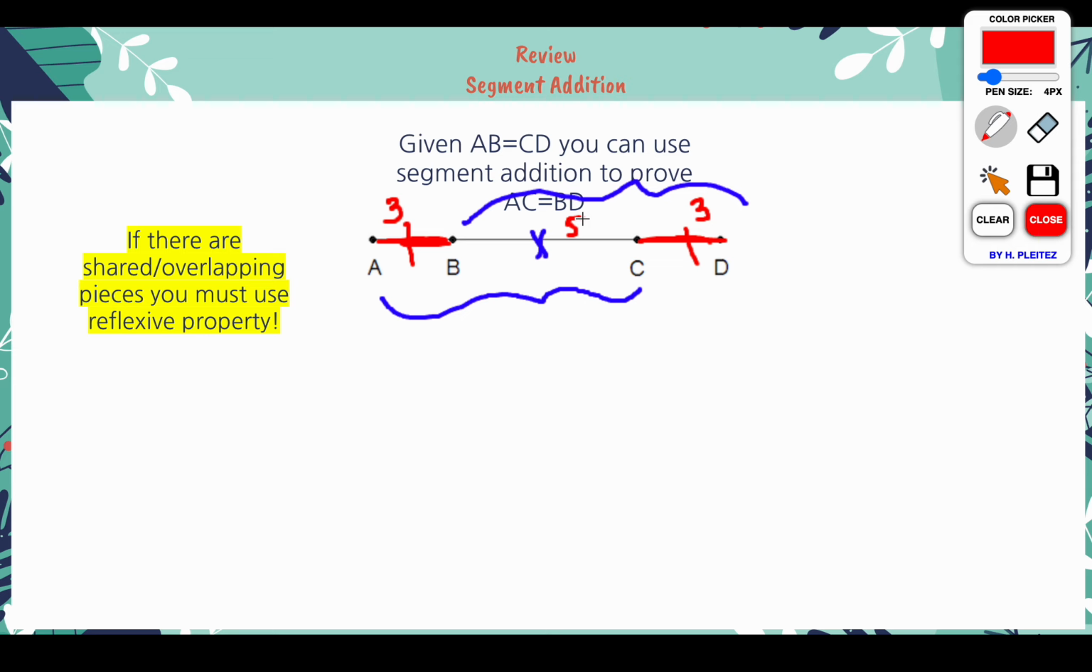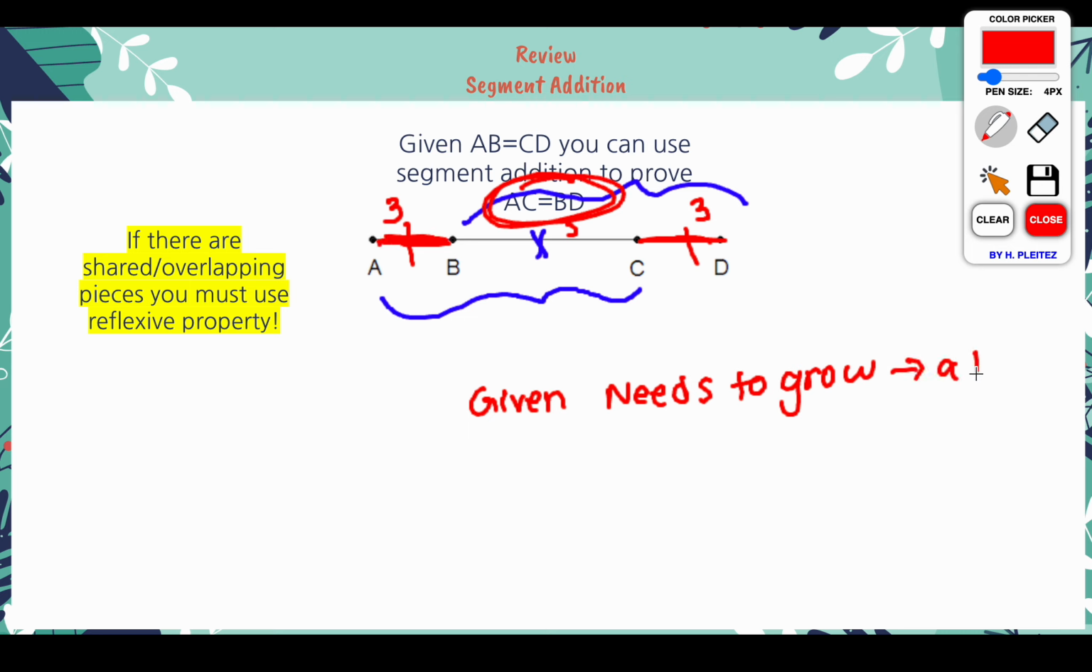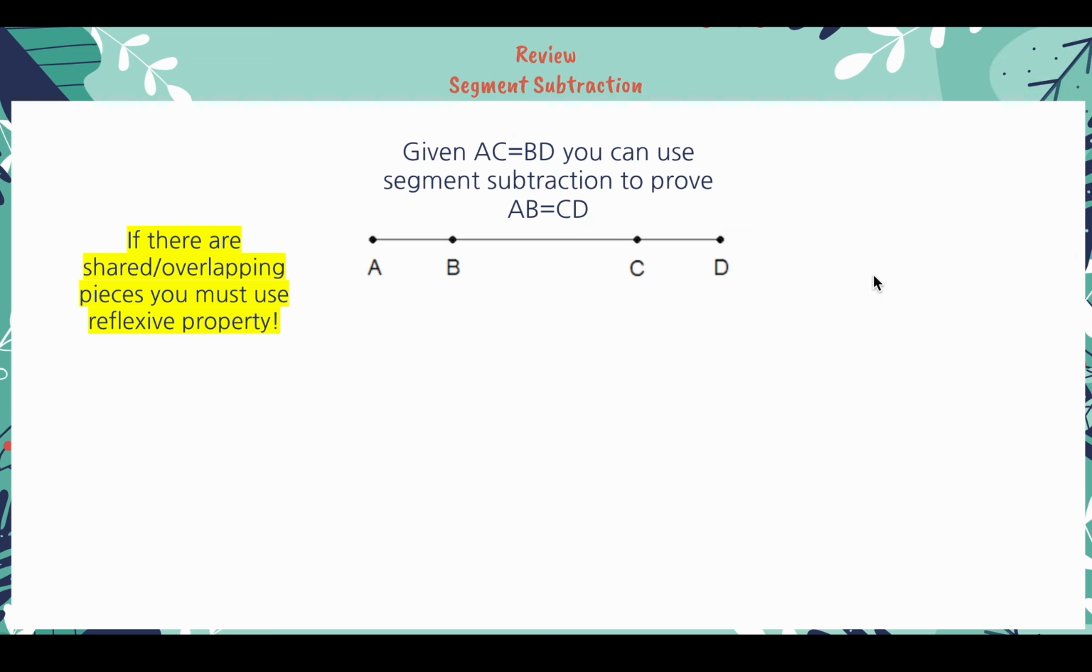Usually you know you're using addition if your given needs to grow to get what you want. So if we wanted to prove that AC is congruent to BD, right now our given is smaller than that. So if your given needs to grow, you know you have to use addition. And don't forget, when you have shared or overlapping pieces, that's an indicator that you're using the reflexive property.